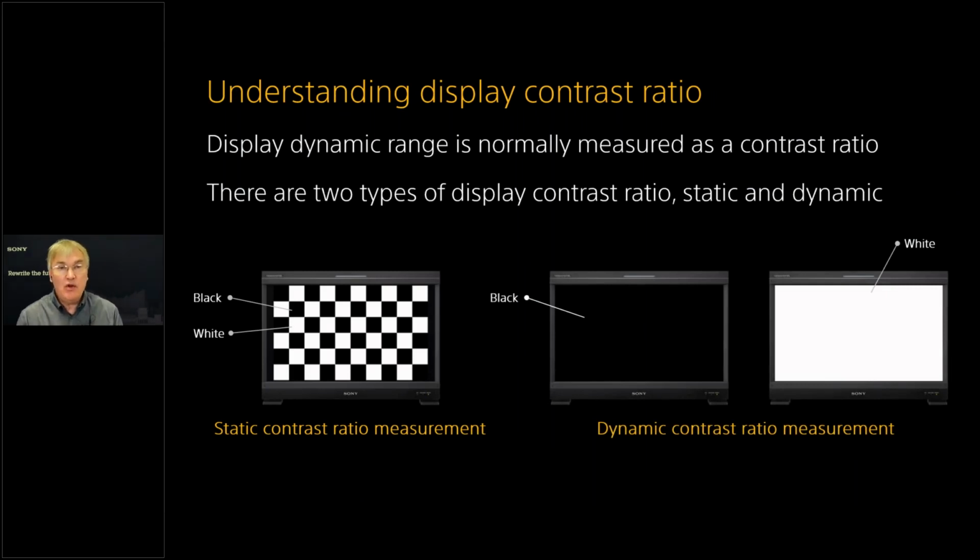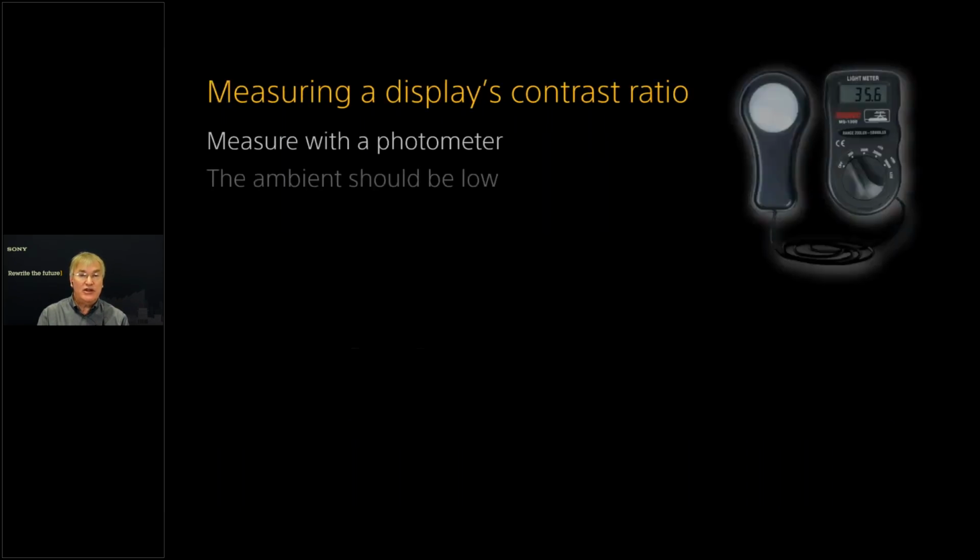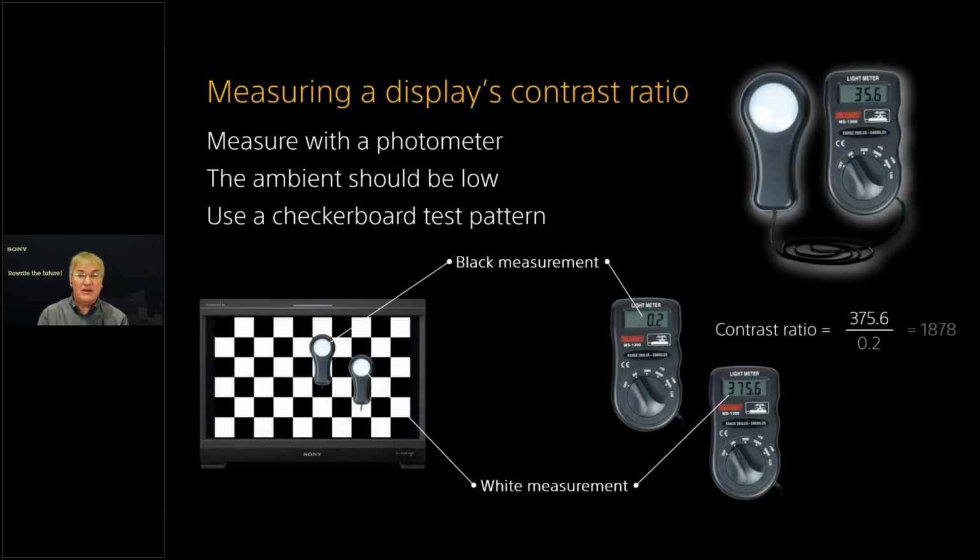Now in displays, we normally measure contrast ratio, not dynamic range. There are 2 types of contrast ratio: static contrast ratio, where we look at the contrast ratio in one frame, one picture, and dynamic contrast ratio, where we measure the brightness between 2 frames. Whichever you choose, the measurement comes out in a similar way. We measure a white area and a black area. On a photometer, we divide one from the other, and it gives us the contrast ratio.